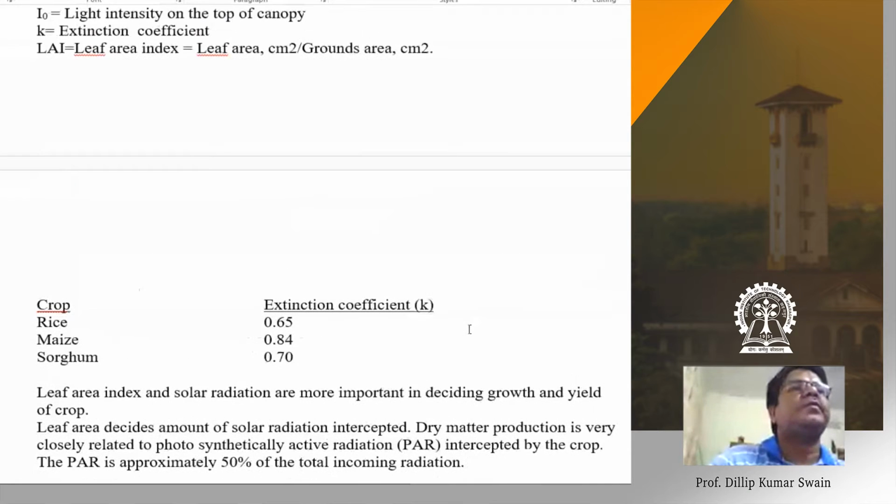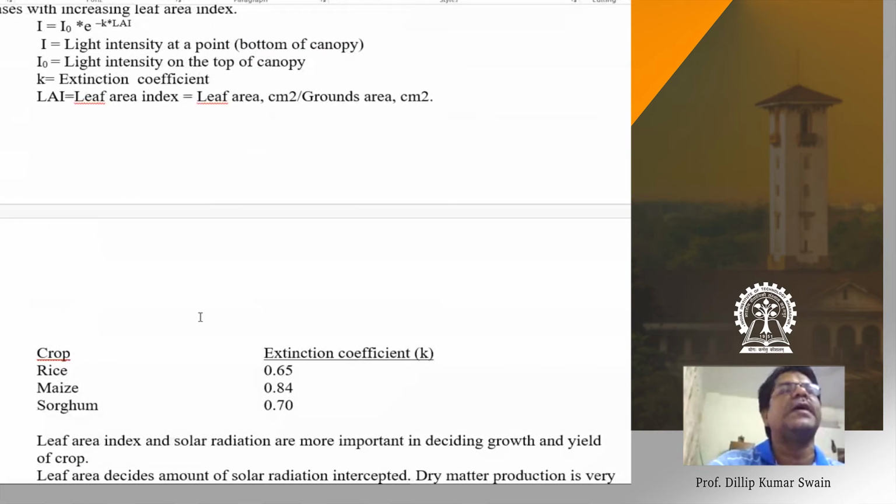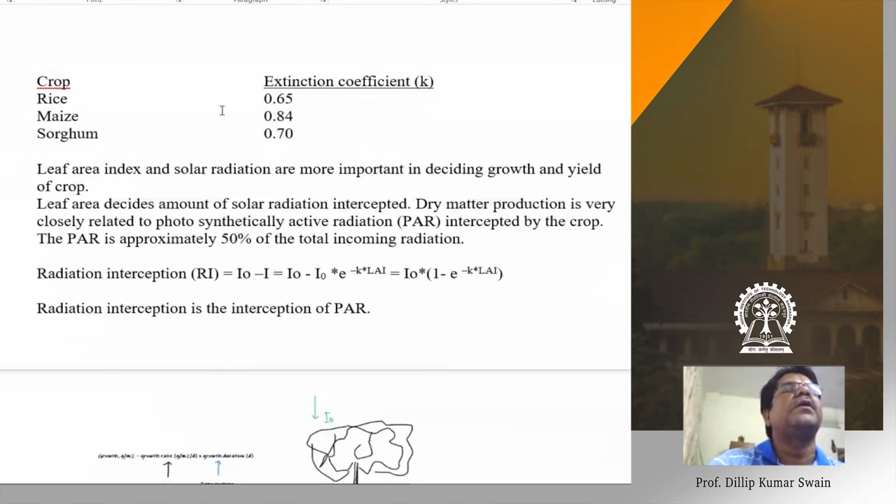So we have discussed up to this. Now the crop coefficient, this is fixed, as we discussed, based on leaf orientation. For rice this is 0.65, for maize 0.84, for sorghum 0.70. I think you might have seen the crop. The maize leaves are mostly at right angles to the main stem. So the extinction coefficient is higher in the case of maize, and there is more interception of radiation as compared to other crops.